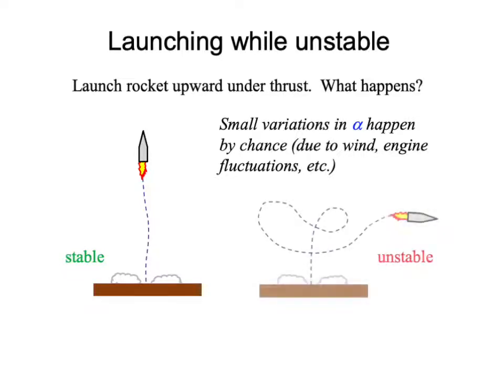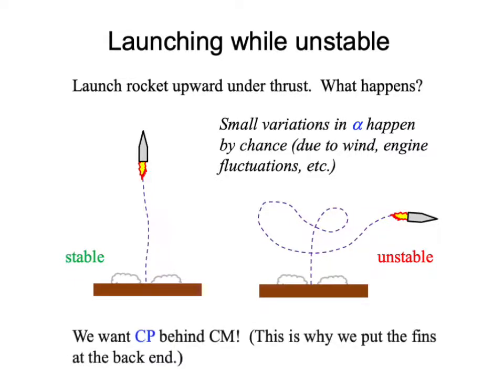But now suppose the center of pressure is located in front of the center of mass, and the rocket is aerodynamically unstable. Then those small fluctuations in the angle of attack will become quite large ones, and the rocket is literally unpredictable. You can't tell where it's going to go. So it's very important for the center of pressure to be behind the center of mass in the rocket, making it aerodynamically stable. And this, of course, is why we put the fins at the back end.